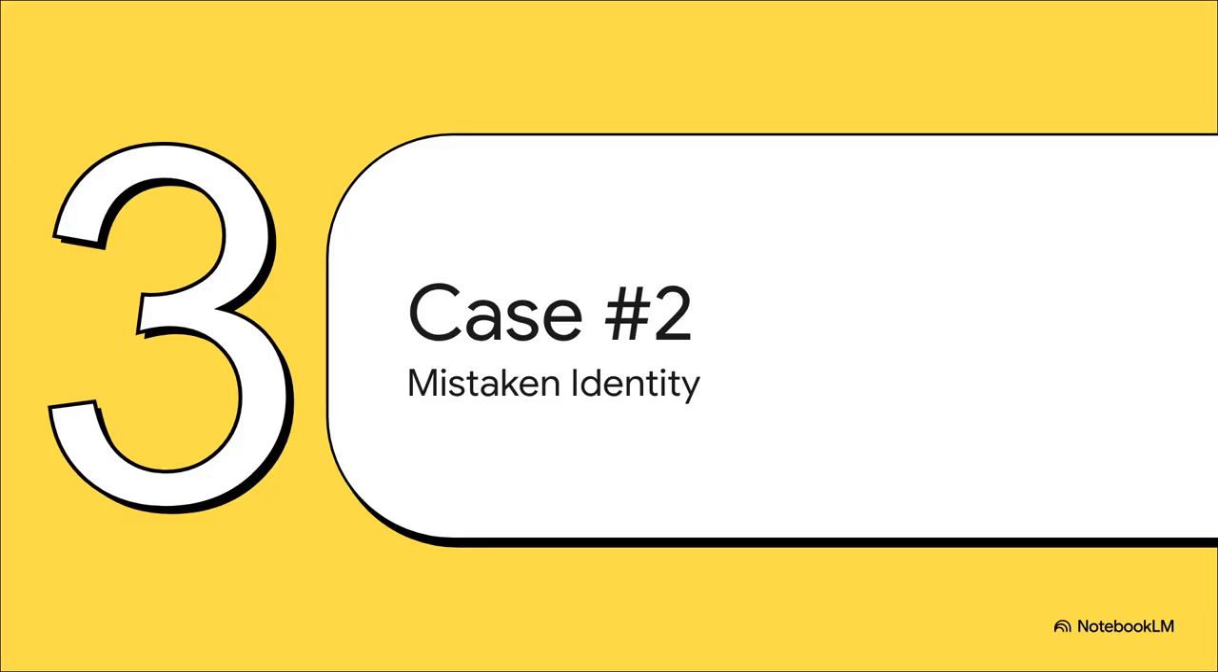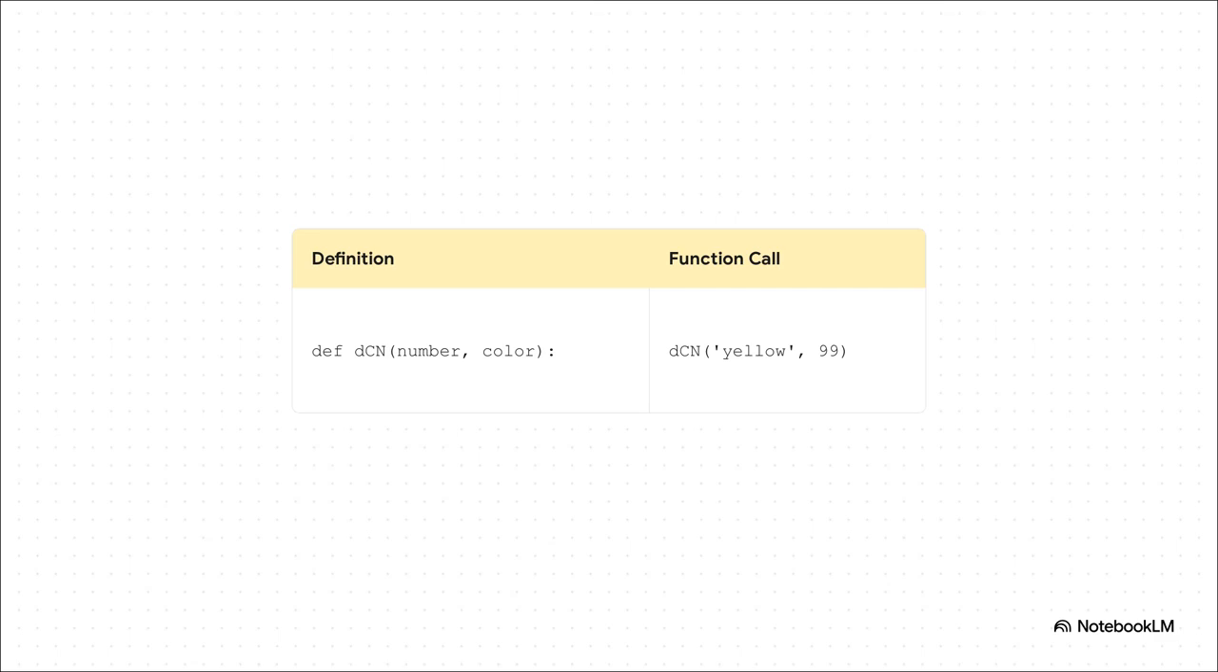Okay, let's move on to case number two. This one's a little bit sneakier. I like to call it mistaken identity. So what happens when you give it the right number of arguments, but you get them mixed up? Take a look at this. This time, we were smart.